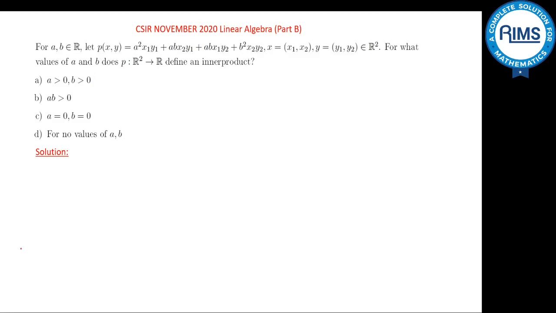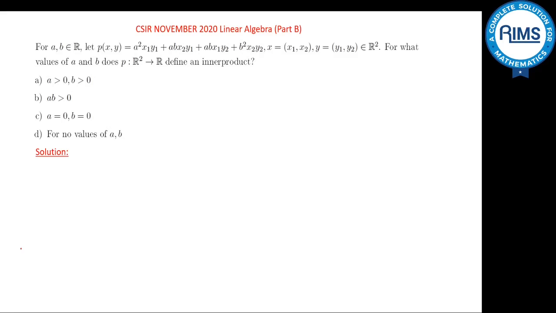Next one, for A, B belongs to R, let P of x, y equal to A square x1 y1 plus AB x2 y1 plus AB x1 y2 plus B square x2 y2, where x equal to x1, x2 and y equal to y1, y2 belongs to R2. For what values of A and B does P from R2 cross R2 define an inner product?